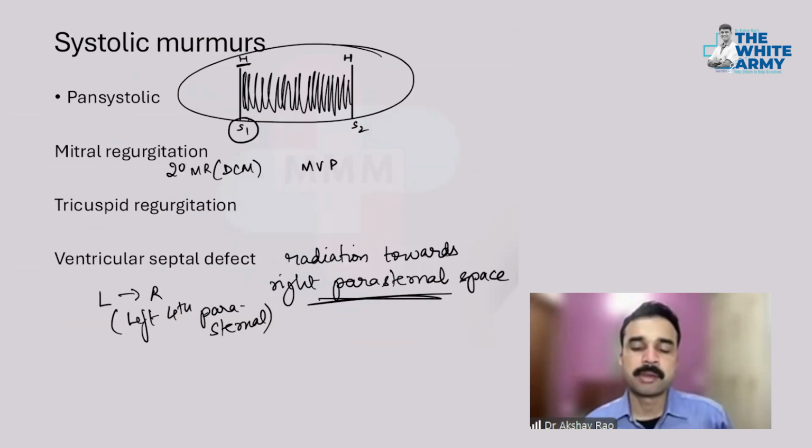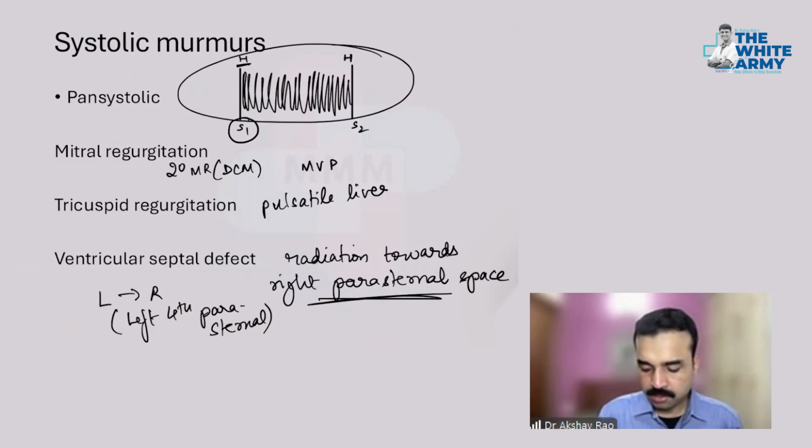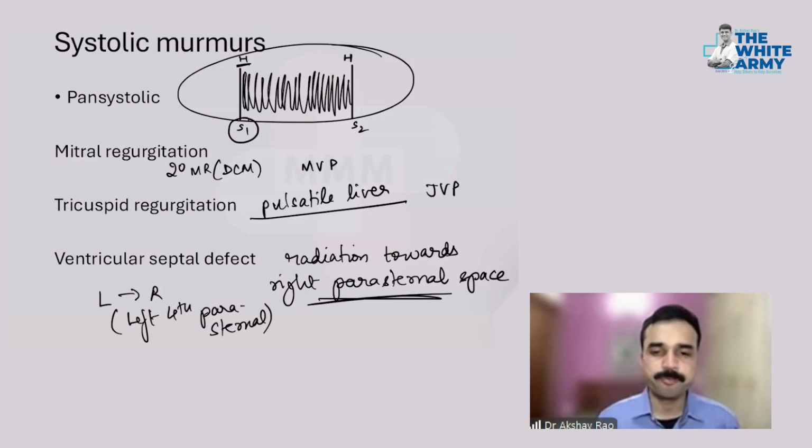And tricuspid regurgitation has its own unique clinical features, including pulsatile liver. You can also get JVP changes. For example, these are systolic pulsations that you can appreciate in the liver if the liver is enlarged. And then JVP changes, you can see the obliteration of X descent, the prominent CV wave in JVP. It's called Lancisi's sign. So those findings will also be there if it's a TR. If it's a VSD, pansystolic murmur, best heard in the left fourth parasternal space, but radiating towards the right parasternal space. So that is one difference.